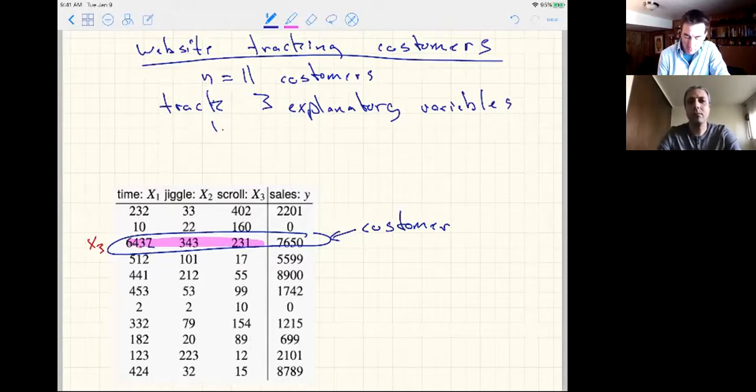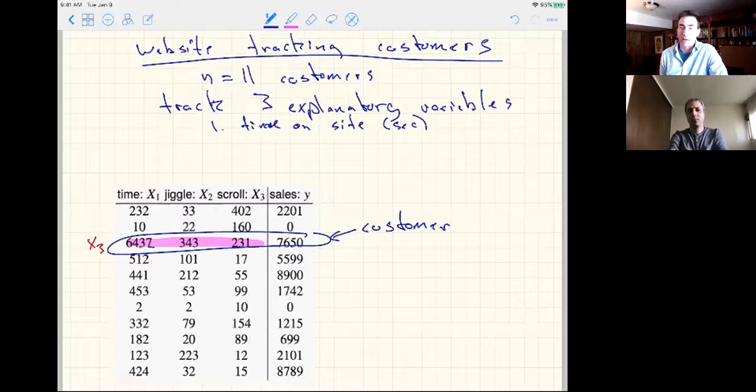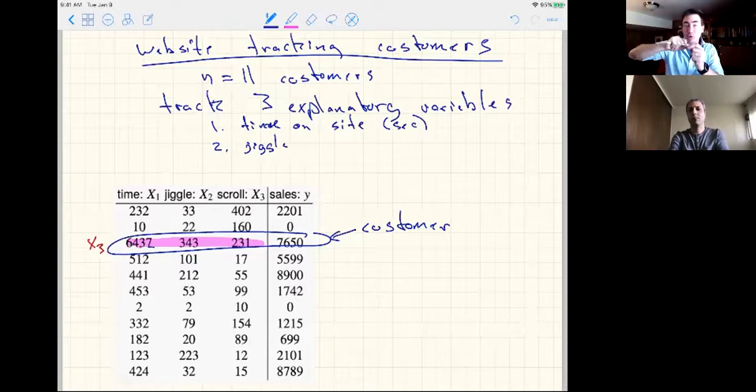One is going to correspond to the time on the site. This is going to be measured in seconds. Number two is going to be the jiggle. So this is, if you're moving your mouse around on the site, they can measure the total distance that the mouse travels. I'm just going to call this the jiggle of the mouse.